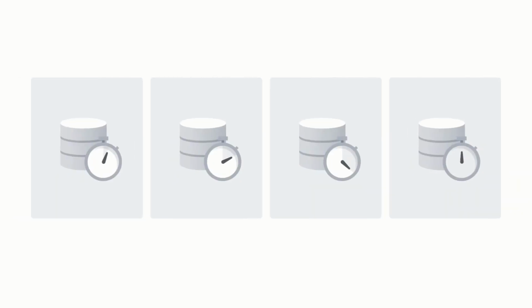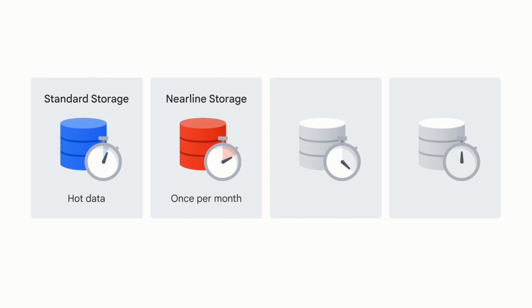There are 4 primary storage classes in Cloud Storage. The first is standard storage. Standard storage is considered best for frequently accessed or hot data. It's also great for data that's stored for only brief periods of time. The second storage class is nearline storage. This option is best for storing infrequently accessed data, like reading or modifying data on average once a month or less. Examples might include data backups, long-tail multimedia content, or data archiving.